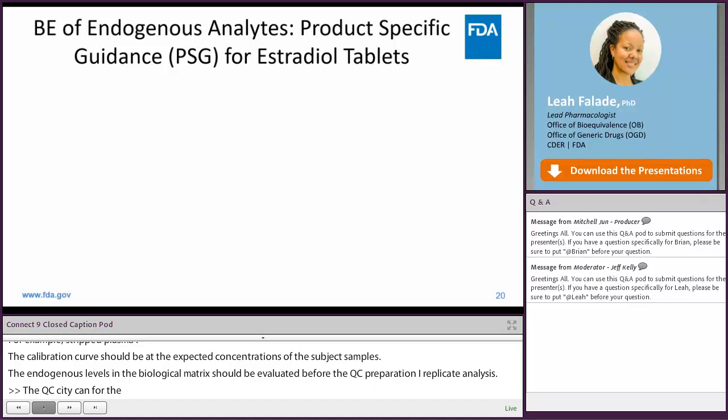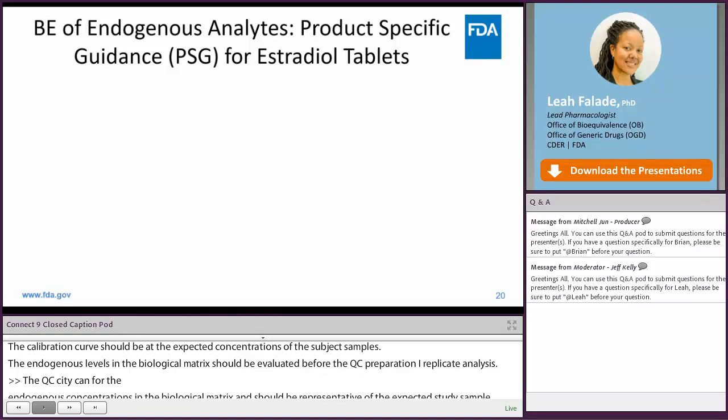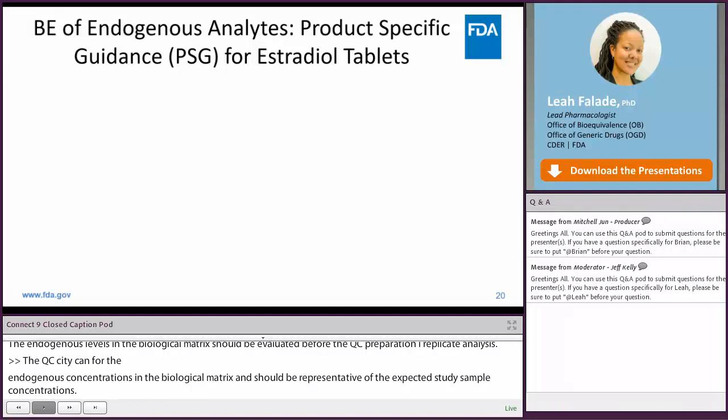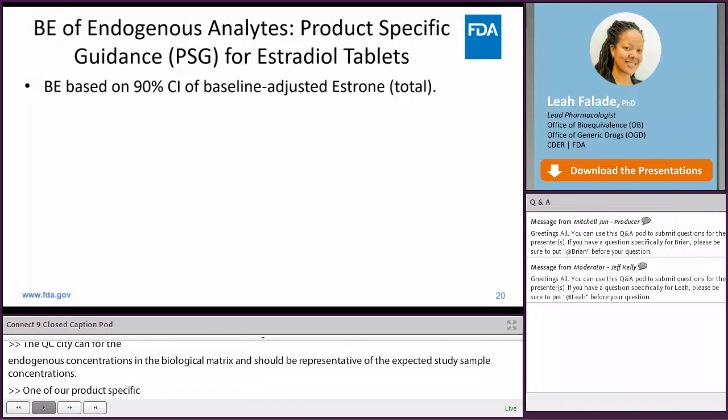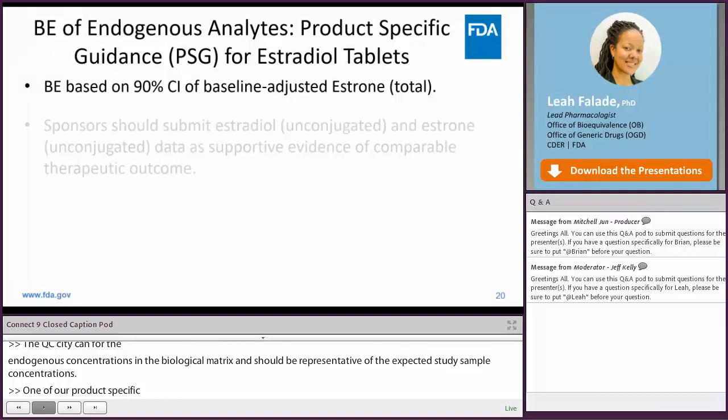So one of our product-specific guidances for estradiol tablets actually requires endogenous analyte analysis. In the PSG for estradiol tablets, the total estrone baseline-corrected adjusted should be reported, and the bioequivalence is based on the 90% confidence intervals of this.